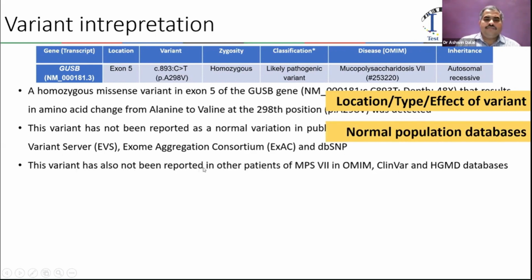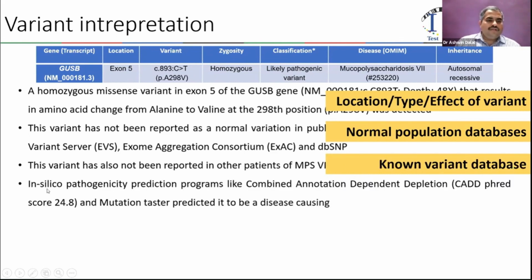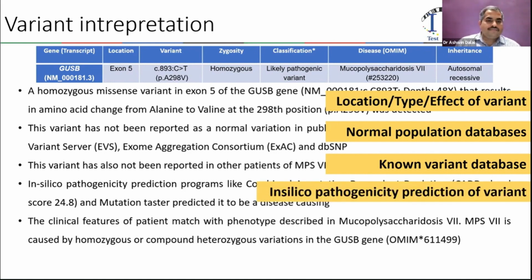Then this variant has not been reported in other patients with mucopolysaccharidosis type 7 in OMIM or ClinVar. So this is the known variant database evidence. Then the fourth is in silico pathogenicity prediction software like CADD is giving a score of 24.8, and MutationTaster has predicted it as disease causing. So this is the prediction software based evidence.